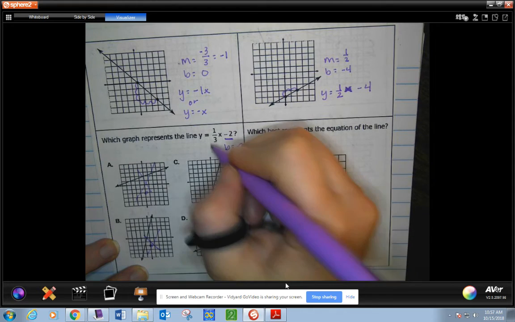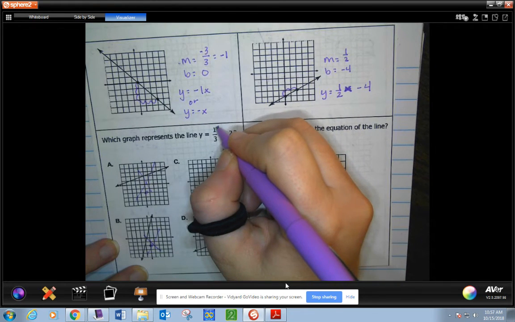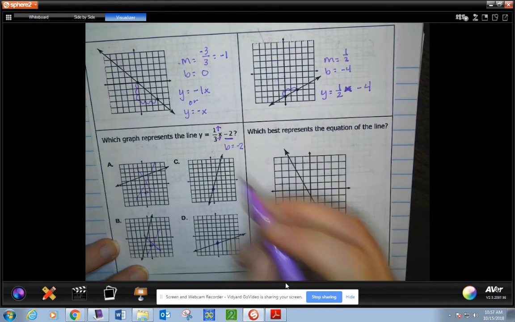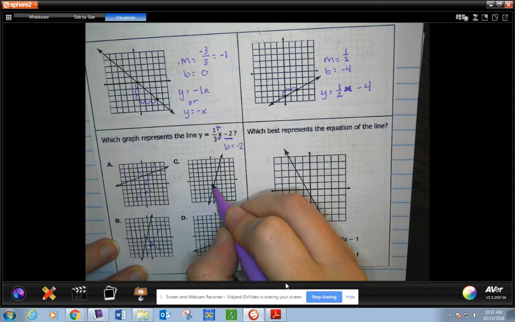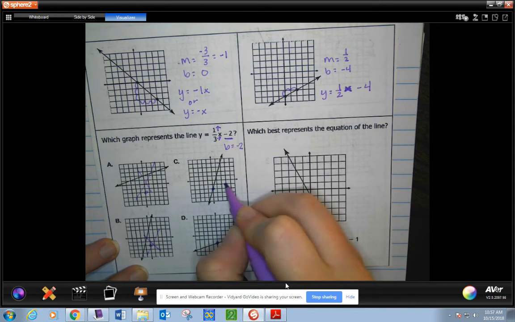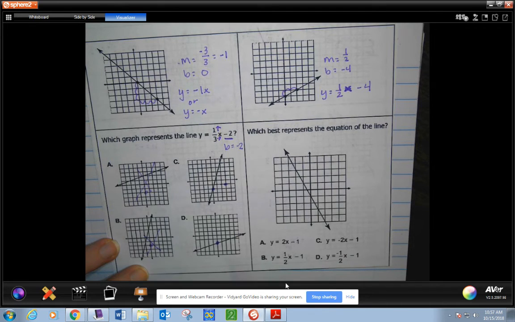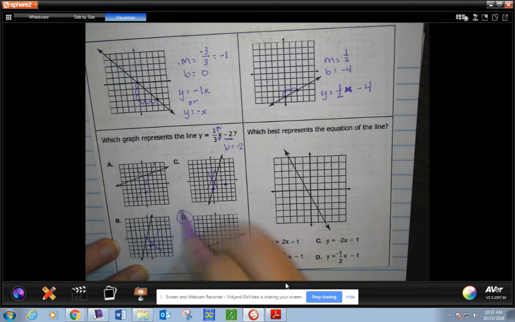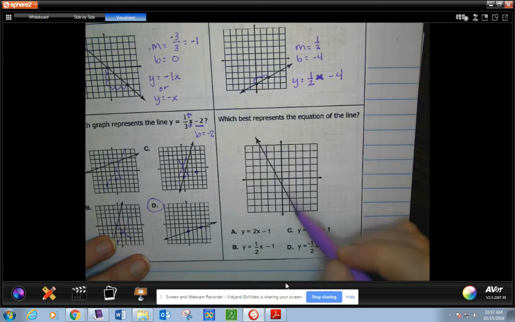So now I'm going to look at my slope, which the 1/3 tells me to go up 1 and right 3. So I'm going back to C, going up 1, right 3. And if you notice, that point's not on the line, so C can't be my answer. But if I look at D, if I go up 1 and right 3, that falls on the line, so D is my answer.